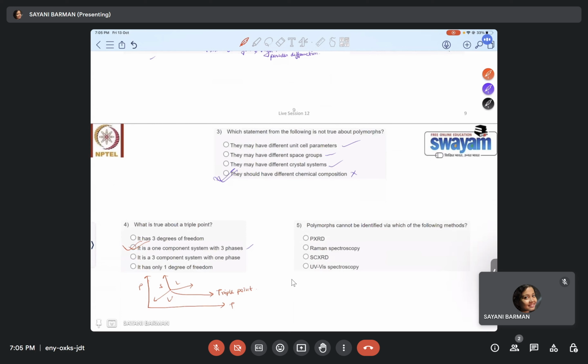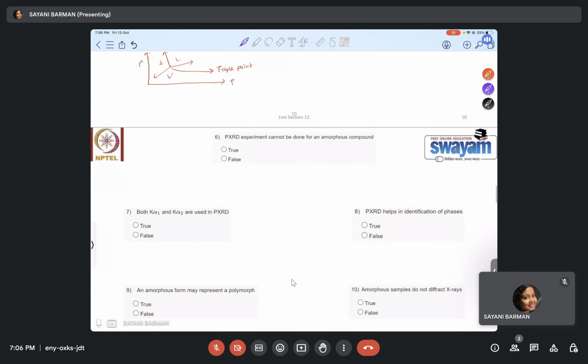Now the next one is: polymorphs cannot be identified via which of the following methods? PXRD we are just studying. Yes, we can write PXRD. Raman also we can use due to the bond stretching and all. This is equal to XRD also. With any XRD we can detect. And for UV-based spectroscopy we can't, because maybe the transitions will be the same. And the next one is: PXRD experiment cannot be done for an amorphous compound. No, it's wrong. We can do it for an amorphous compound.